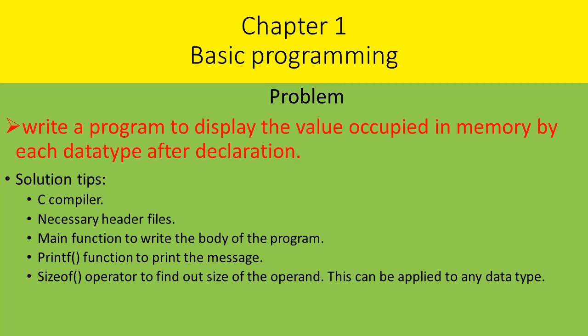Number 2. Inclusion of header files. Number 3. Declaring the main function to write the program. Number 4. The printf function is necessary to display the output. Number 5. The important part is how to use the sizeof operator. This operator finds out the size of the operand supplied as an argument to it. That means if we supply a data type as an argument, then the sizeof operator returns the size of that particular data type.